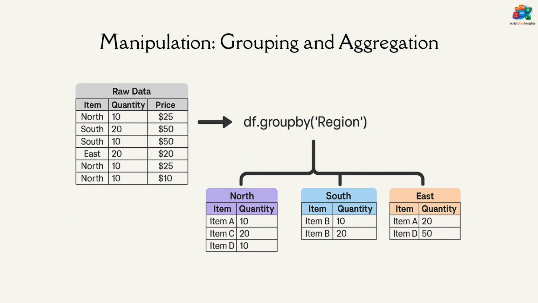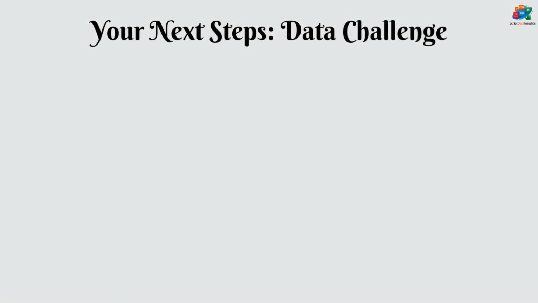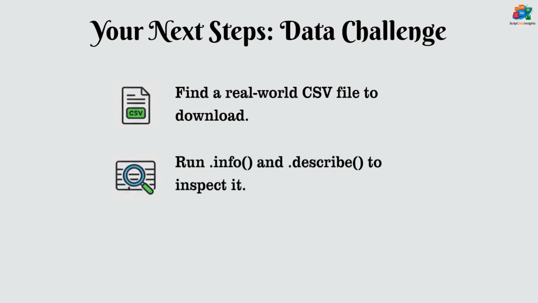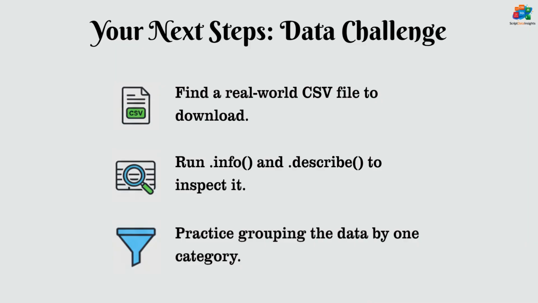To solidify what you've learned in this session, here are your next steps, a data challenge to practice your new skills. First, find a real-world CSV file to download and load it into a Pandas data frame. Second, run .info and .describe to properly inspect the structure and statistics of your new data. And finally, practice grouping the data by one category and performing an aggregation to create a meaningful summary table.